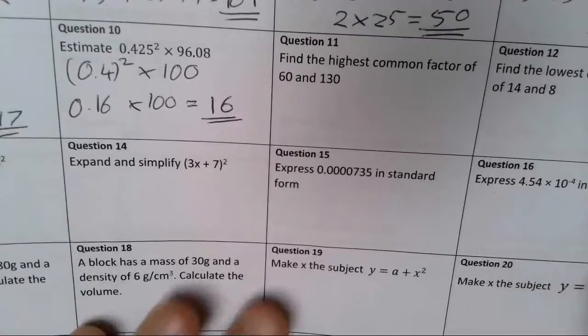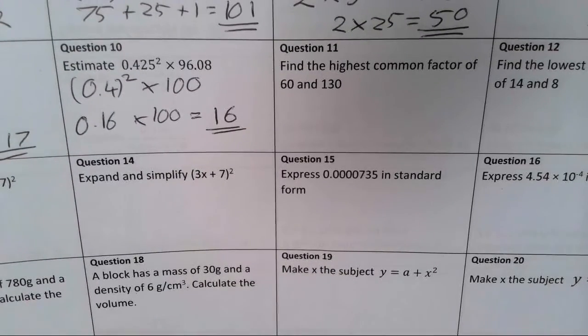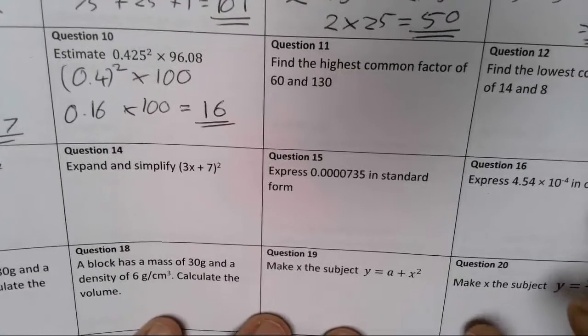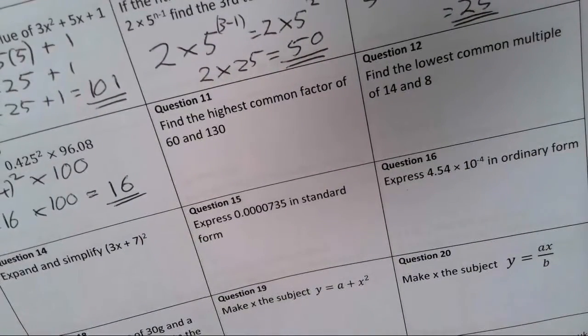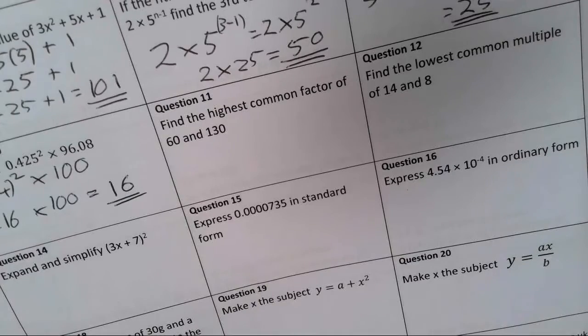Okay, find the highest common factor of 60 and 130. So, quick prime factor tree, I guess. I don't know, can we just spot it without doing a quick prime factor tree? Probably 15. Does 15 go in? No. Alright, let's do a prime factor tree.